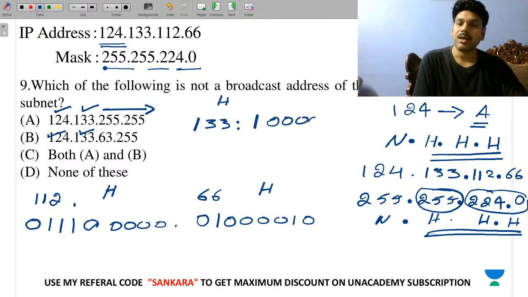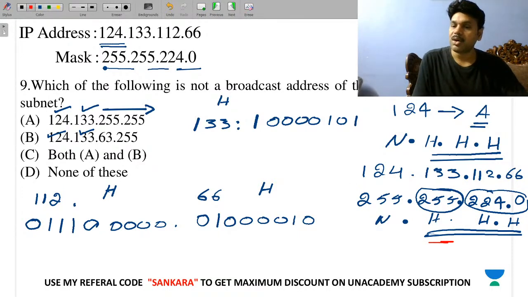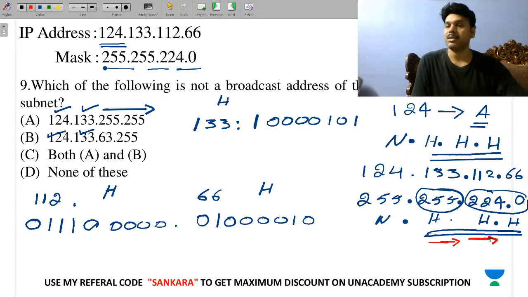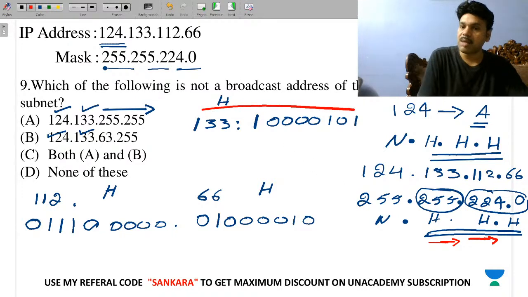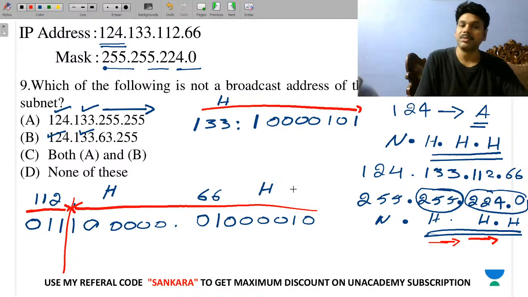128 and 5, 101. Now you tell me, friends, this octet, now I am changing the font color, please observe. This octet, 8 bits subnetted, this octet, 3 bits subnetted. You know why. 255 means all ones, 224 means 3 ones, which means this octet is completely subnetted. In this octet, 3 bits are subnetted, take the border from there, and the remaining is given for the HID part only, from there to here.